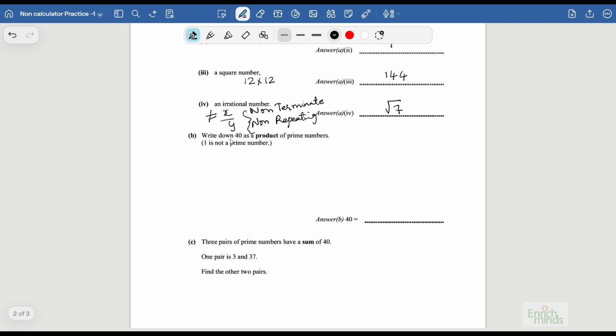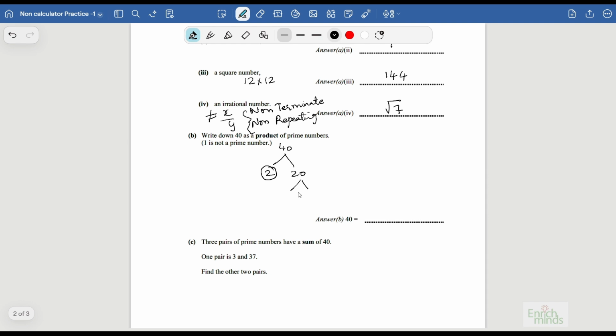The next question: write down 40 as a product of prime numbers. So I will write 40 as a product of prime factors. To do that, I will use the factor tree here. I can pick any two factors of 40. There can be 2 and 20. And then I circle the number which is prime and I split the one which is not prime.